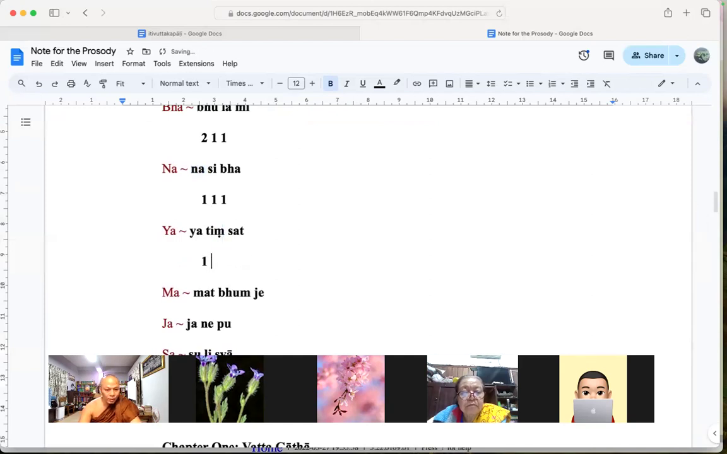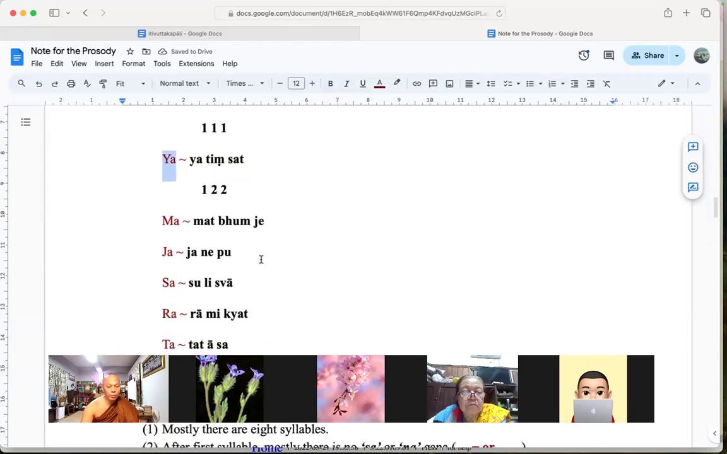That is group 2. Sat also ends in a consonant, so that is one. We can say this one is a double consonant, the part consonant of the double syllable. So that is 2. So the sign for the Yagana is 1, 2, 2 in this way.